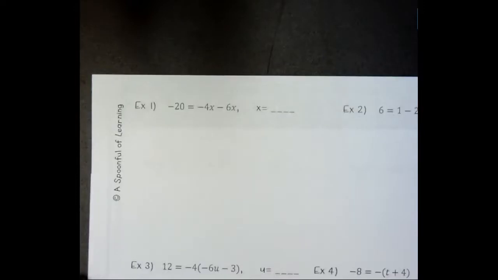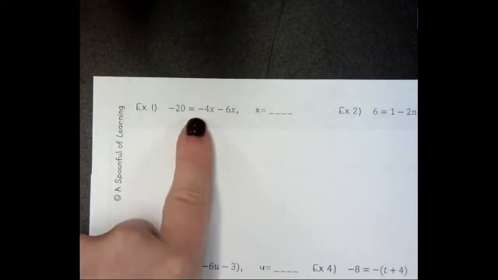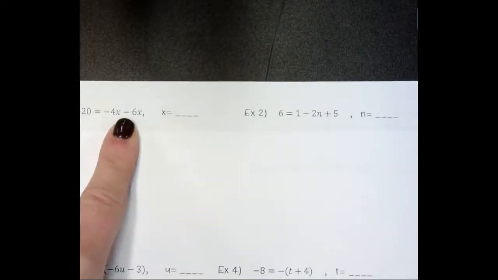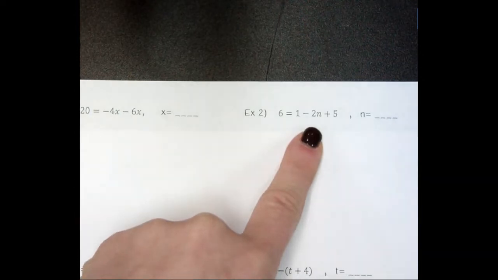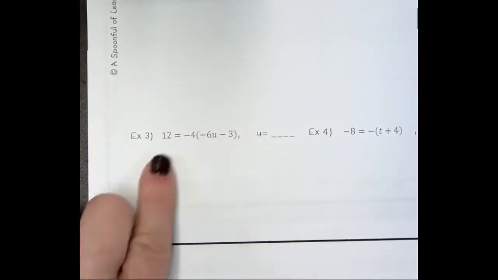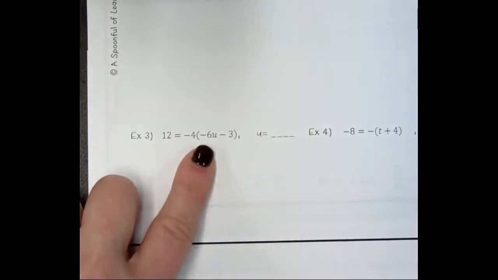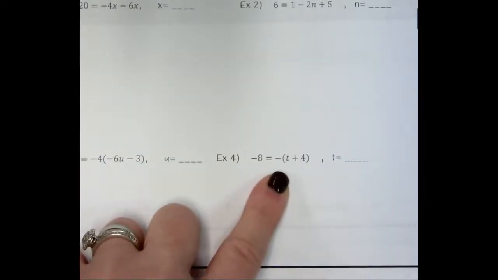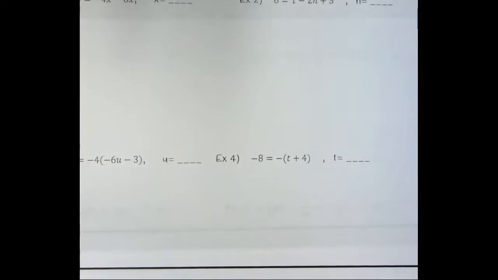So let's zoom in a little bit here. This first one, you'll notice that we have the variable x, and there are multiple x's. The second one, we just have one variable here, and it's n. Here, we have one variable, but we have quite a few negative signs and some distribution that's going to have to happen here. Again, one variable, but some distribution with this negative sign. And then this one here where we have one variable again, but distribution and several things that are going to go on.